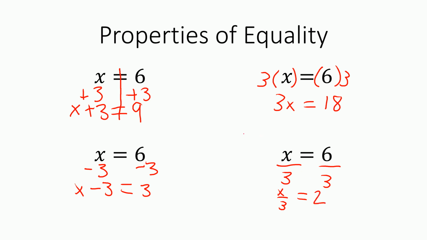So the properties of equality have to be done to both sides of an equation. And we use the equal sign as the dividing mark. So when we say both sides, it's both sides of the equal sign. That way the value of x doesn't change whenever I do any properties of equality. And the equation doesn't change either. It has the same solution no matter what.